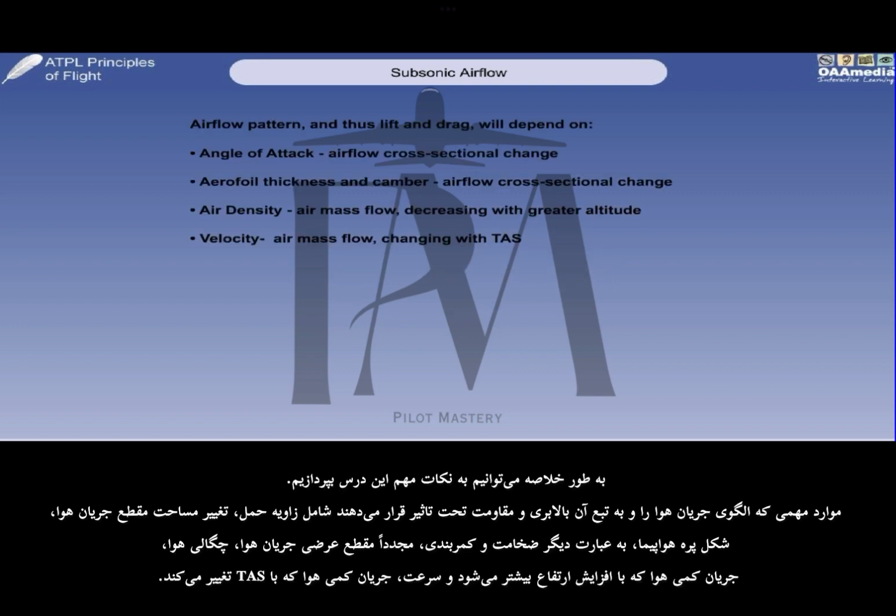To summarise the significant points of this lesson, we can start with the main things affecting airflow pattern, and consequently lift and drag. It will depend on angle of attack, airflow cross-sectional area change, aerofoil shape, that is, thickness and camber, again, airflow cross-section, air density, air mass flow decreasing with greater altitude, and velocity, air mass flow, changing with TAS.